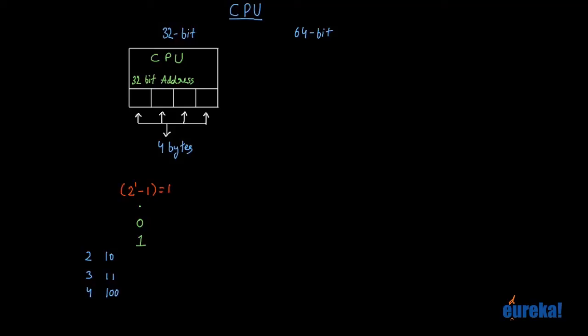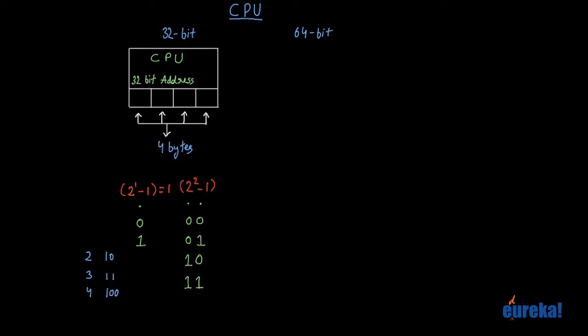The symbol over here is to the power of. Now similarly, let's say we have 2 bits. With 2 bits, I can represent the numbers 00, 01, 10, 11. So I can represent 4 different numbers, and the largest number I can represent is the number 3, that is 11, which is nothing but 2 to the power of 2 minus 1.